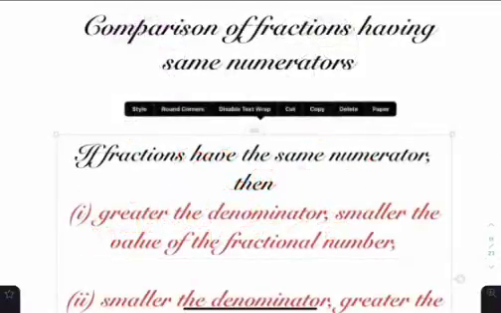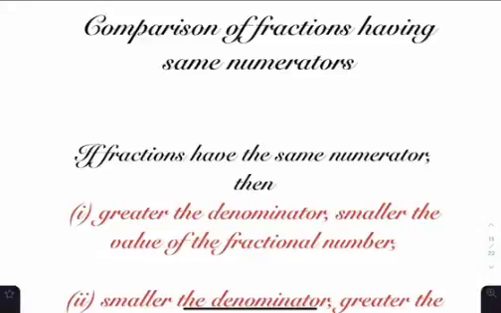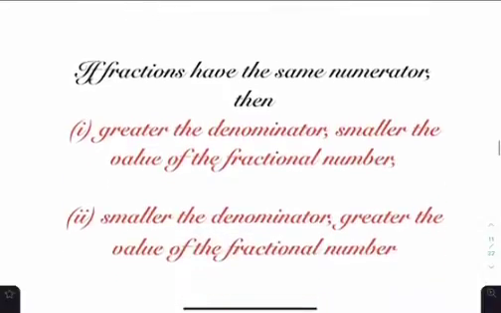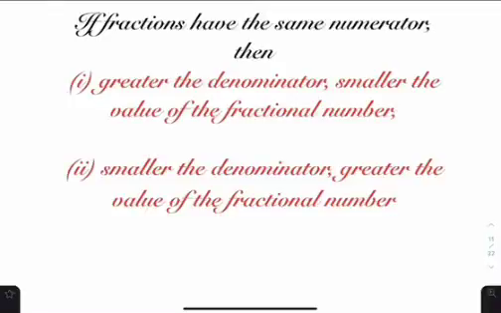Now moving on to the second condition, comparison of fractions having same numerators. The previous one was fractions having same denominators. Now it is fractions having same numerators. So if fractions have the same numerator, then what is the condition that we need to consider? Greater the denominator, smaller the value of the fractional number. Similarly, smaller the denominator, greater the value of the fractional number. I hope all of you have got it, children.